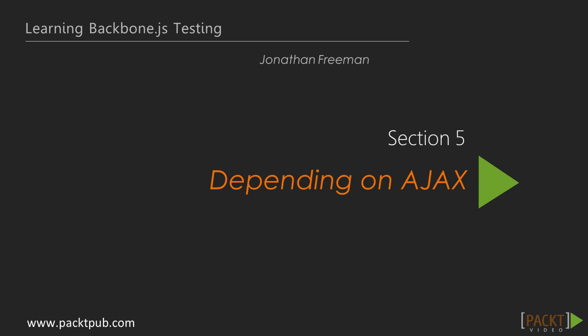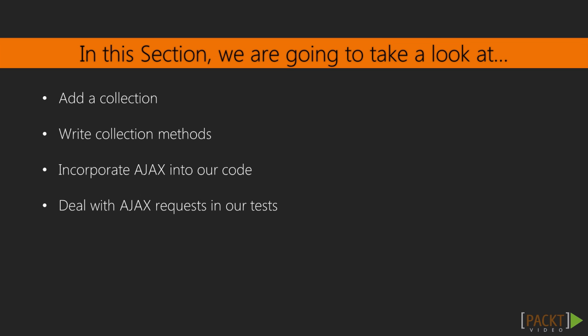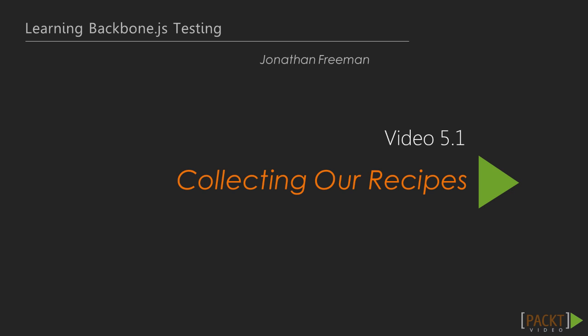In this section, we're going to keep working on our recipe app by putting together a collection and writing some methods on it. Throughout the course of doing this, we'll run into the issue of how to deal with Ajax in our tests and introduce sinon.js to solve that issue. First, let's get back to our recipe app.